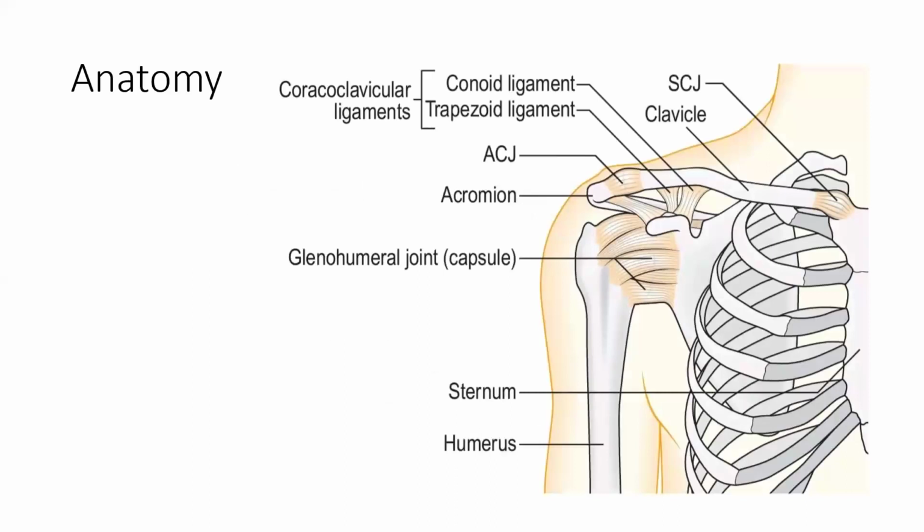Starting with the anatomy of the scapula, we can see the scapula is a part of the appendicular skeleton and it is attached to the clavicle and humerus by means of ligaments. The clavicle is attached to the sternum by the sternoclavicular joint, and the scapula is attached to the clavicle by the acromioclavicular joint, and there are also coracoclavicular ligaments. It has two parts, a conoid ligament and a trapezoid ligament. Then it is attached to the humerus by the glenohumeral joint. It is a capsule.